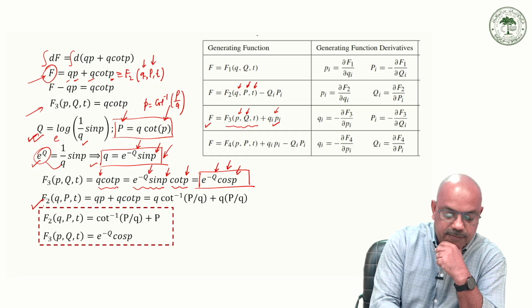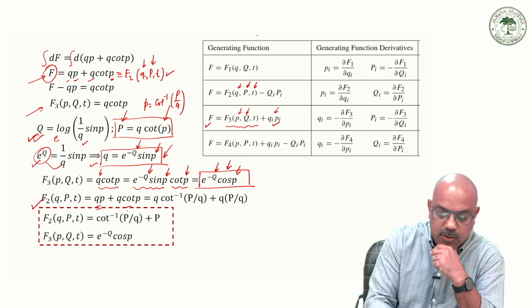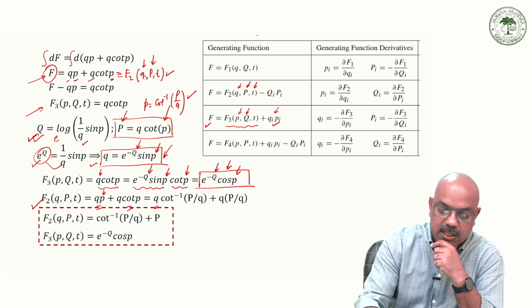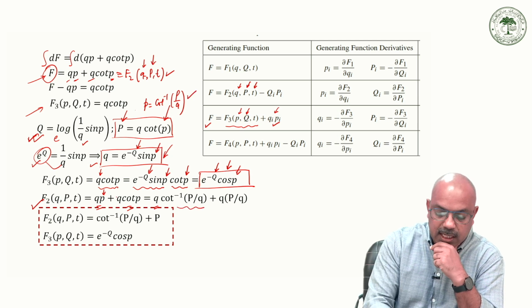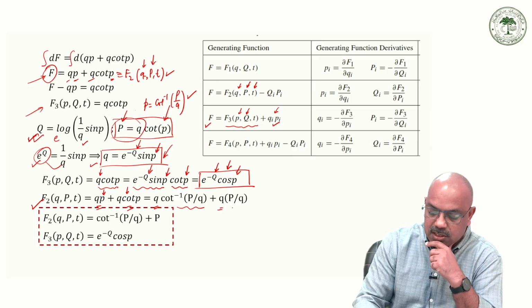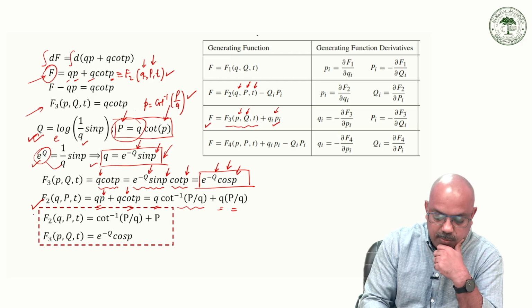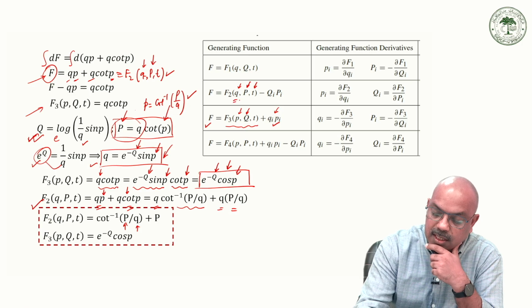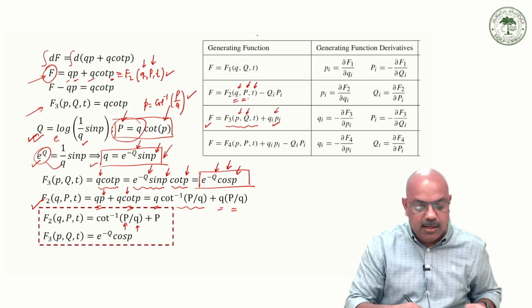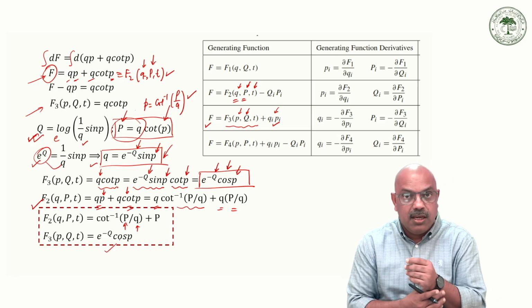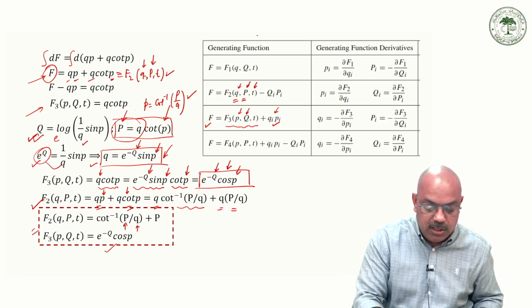Okay, so I have f2 as qp plus q cot p. So q is there and it's a small p, I can replace it with this cot inverse p by q, and q is there and cot p from here is the ratio p by q. So now my f2 is going to depend upon capital P and a small q. So if my generator is f3, that is going to be e to the power minus q cos p, and if my generator is f2, that is going to be cot inverse p by q.